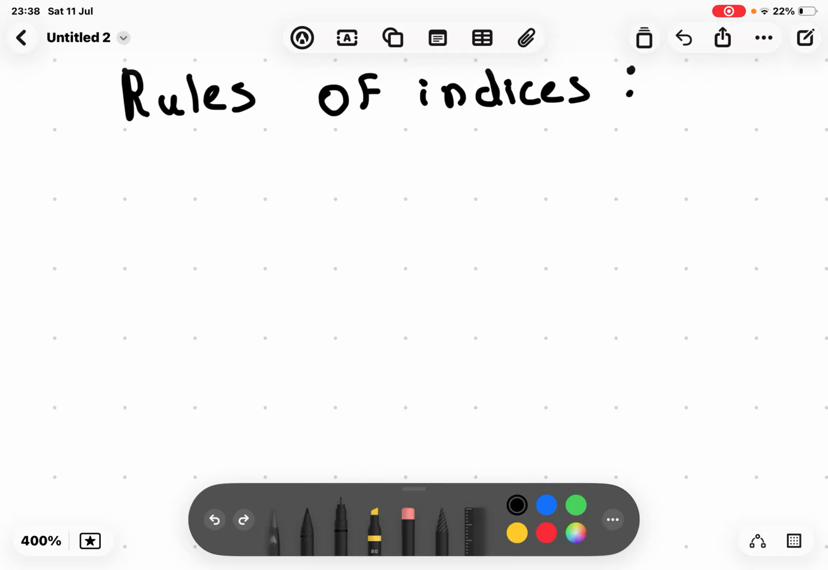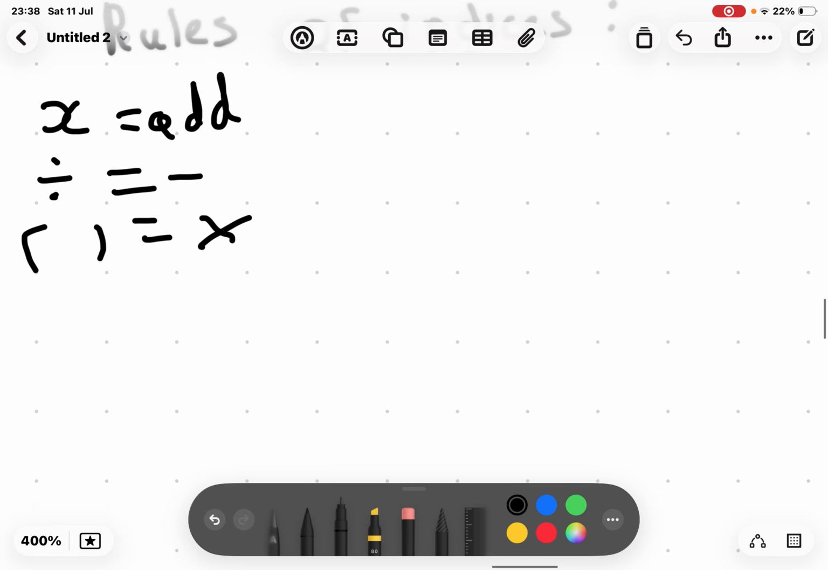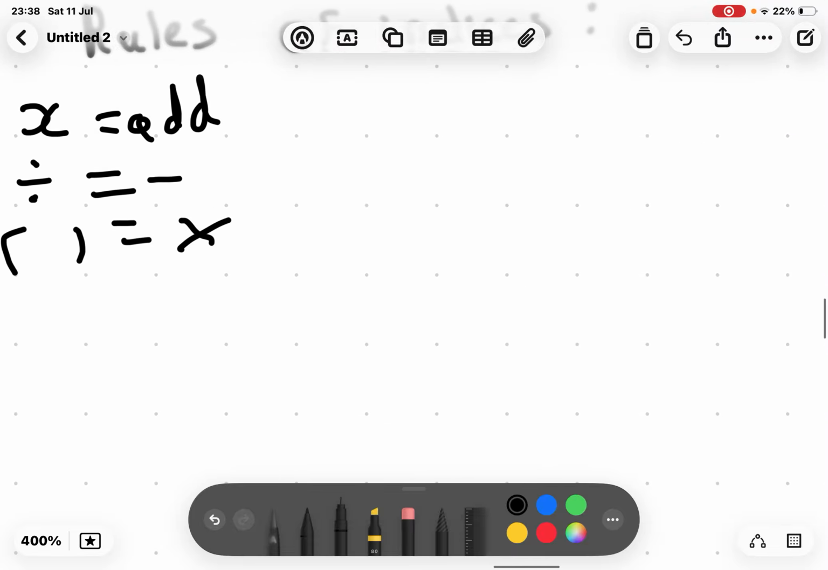Today we're going to talk about rules of indices. Basically, what you have to remember right now is that when there is a times, you add the indices, the powers. When there's a division, you subtract. When there are brackets, you multiply. Okay, let's just crack on with it.